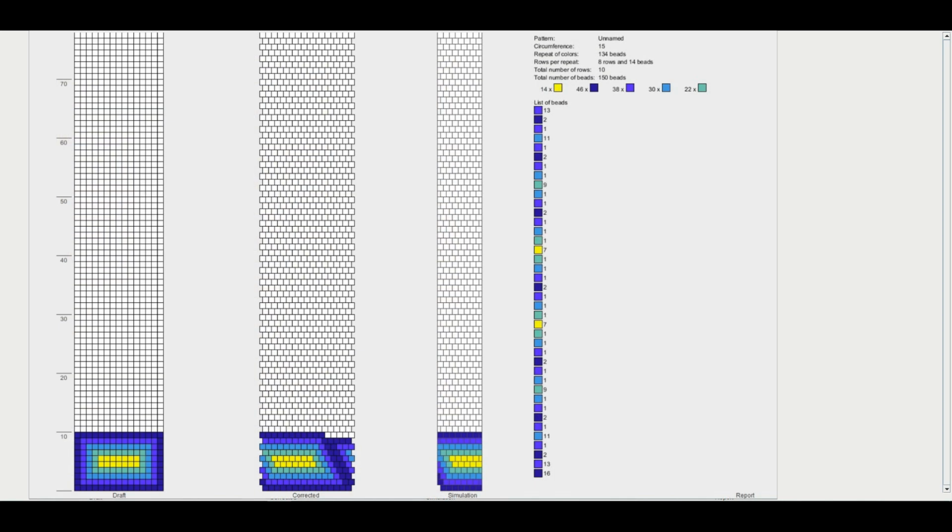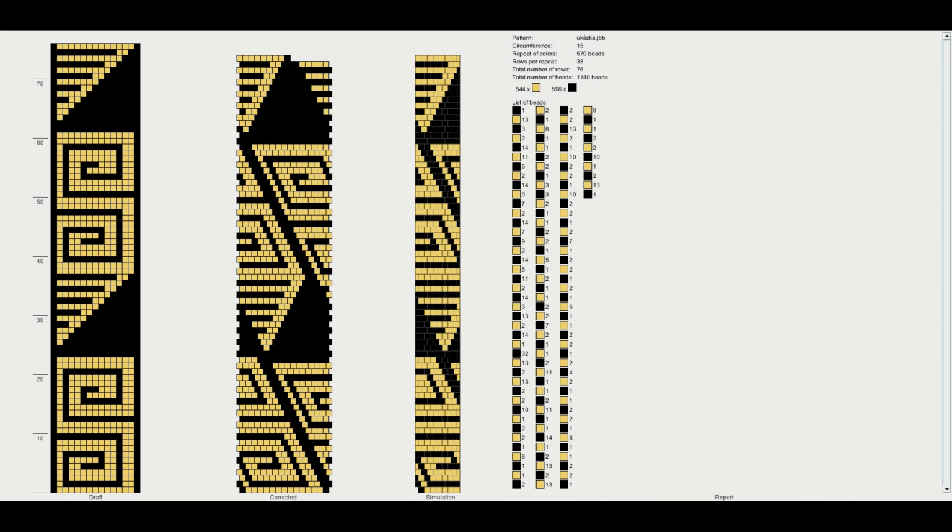For example, there is one repetition of the pattern. More repetitions of the pattern are good for a better idea how the finished bead crochet row will look. For example, in this pattern you can see two repetitions of the pattern, the first and the second. These color squares with numbers show all colors used in the pattern, and the number on the left shows how many beads of this specific color are in the whole pattern.